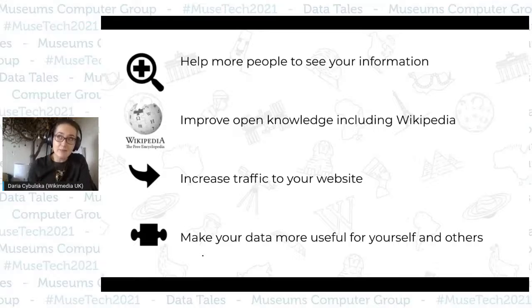So it can help people see your information because the data from Wikidata gets pulled to many other high traffic places like Wikipedia, Google search results, Siri, things like that. In a similar vein, it can improve open knowledge. So things added onto Wikidata can be used to create articles on Wikipedia, updated, and also it's used in many other places on the internet.